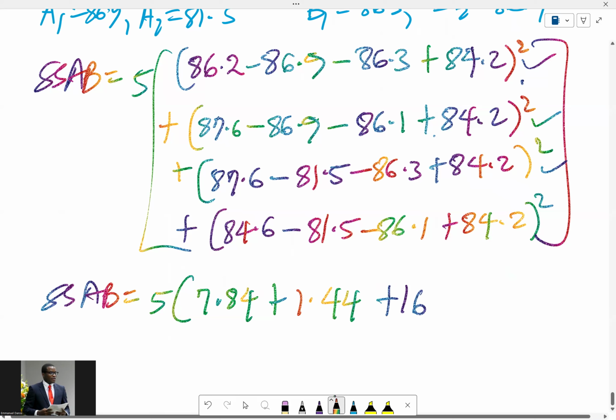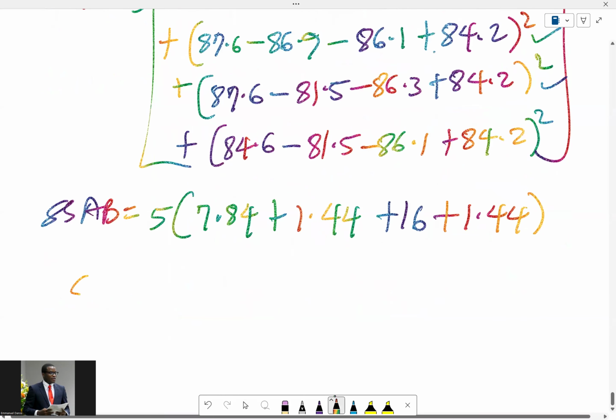Lastly, we have 84.6 minus 81.5 minus 86.1 plus 84.2, all squared. And that is again 1.44. Okay. So SSAB again is equal to 5 into, okay, we add up all of that now.